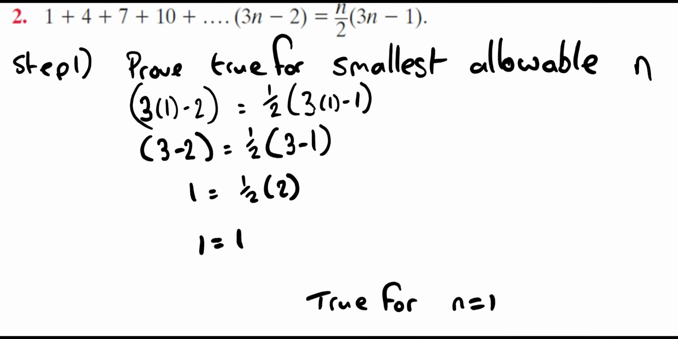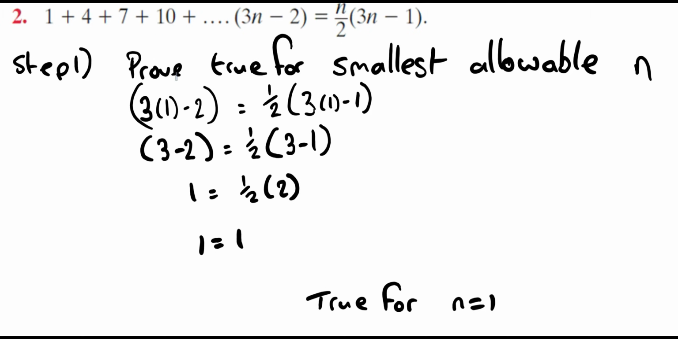Okay, so here we're looking at a proof by induction question. It's a series proof by induction question. It says 1 plus 4 plus 7 plus 10 plus ... 3n minus 2 is equal to n over 2 by 3n minus 1. So what are the steps to proof by induction? Well, we have 3 key steps to focus on, and we'll come to them now in a second.